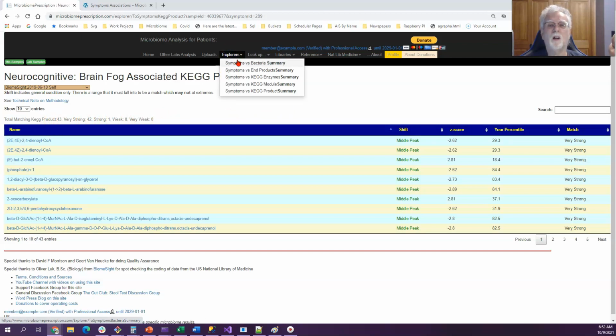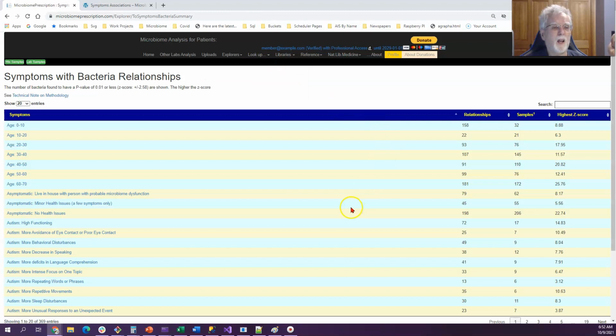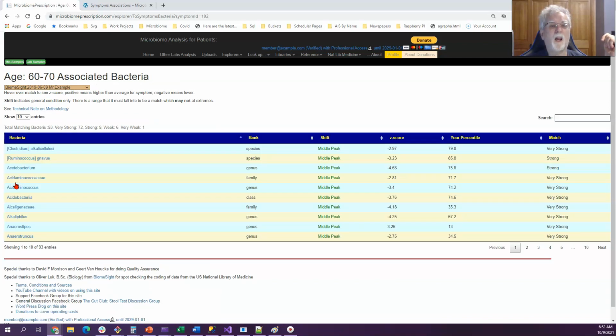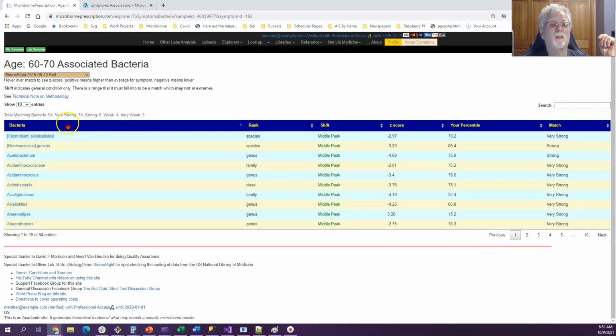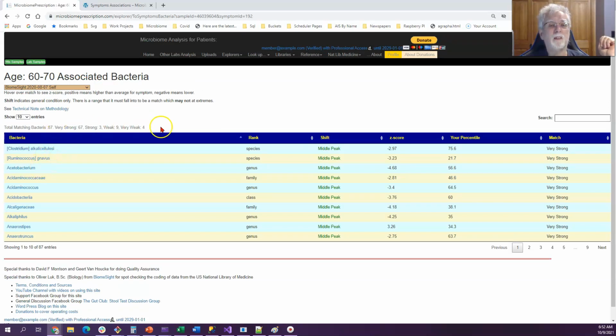So now if we go back to Explorer, let's go back to bacteria. Let's do something silly. Let's do age 60 to 70 and see what comes up. We have basically 93 bacteria matches, 72 of them weak ones. There we go, we get some more weak ones. The difference is whatever isn't there. We can go on ad nauseam, but basically it gives you an indication of the patterns. The amount of annotated samples influences sensitivity. And so that's basically it.